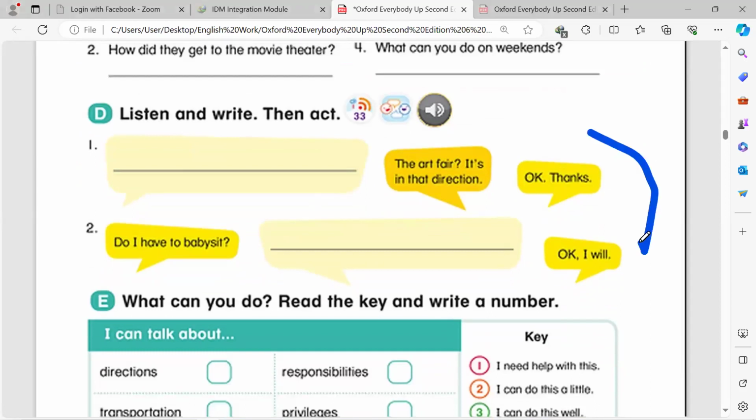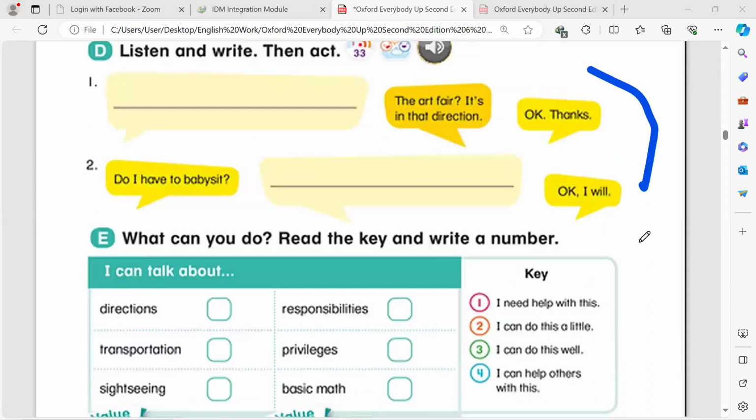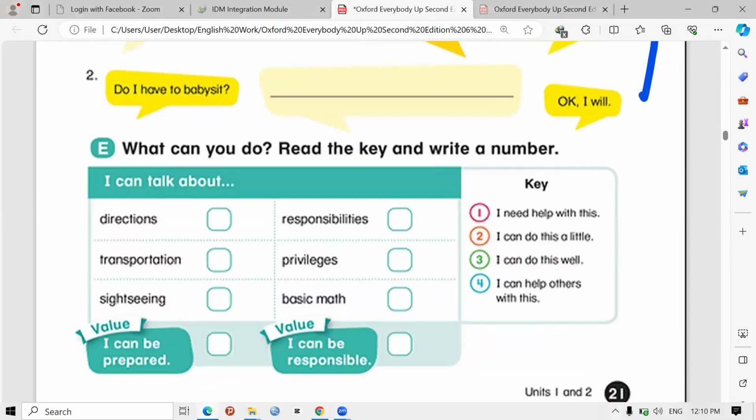Okay, we will skip this thing. We already learned before. Okay, what can you do? Read the key and write the number. I can talk about direction, transportation, sightseeing. I can be prepared. I can be responsible. These are the things that you can prepare, no? These are the things that are for your responsibility. Is it my responsibility, privilege?